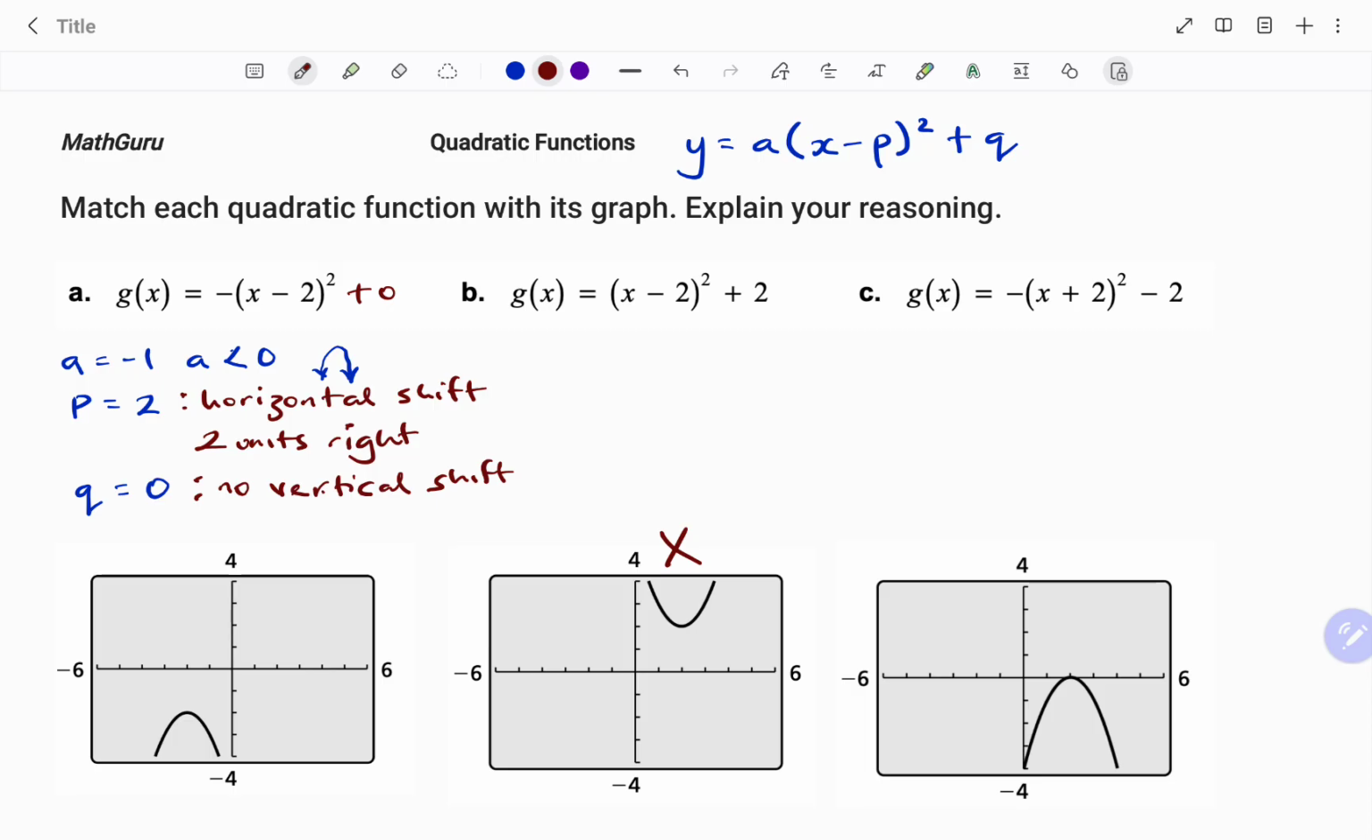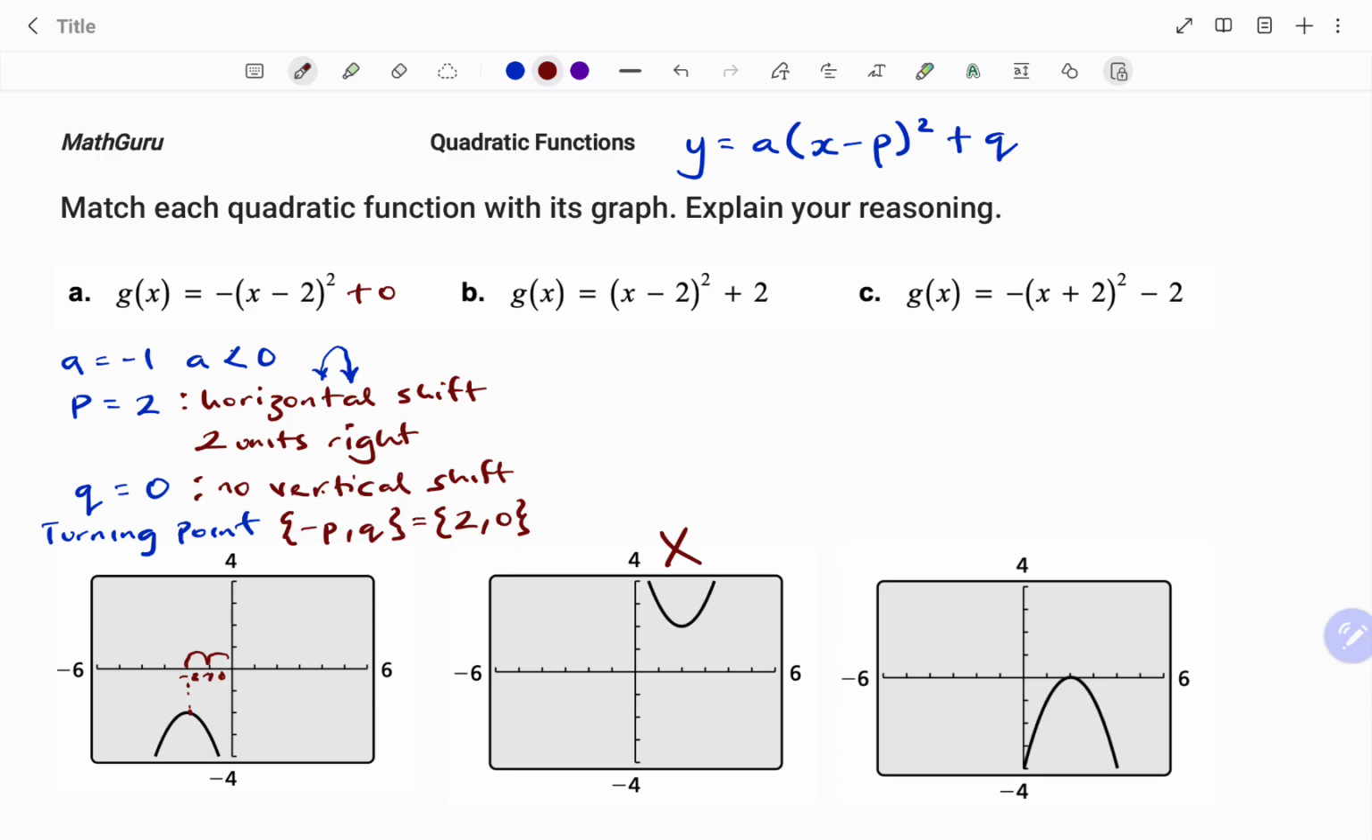The second statement says p is 2, so that means horizontal shift 2 units to the right. You can see that the first graph has shifted. That is my origin, that's negative 1, negative 2. It has shifted 2 units to the left. That's my turning point. I can write my turning point. I'm going to add that to my interpretation. My TP, or turning point for this graph, I'm going to write that out. That is 2 and 0.